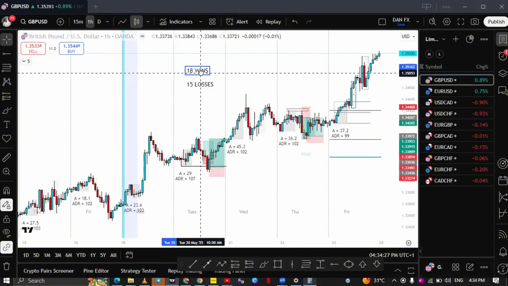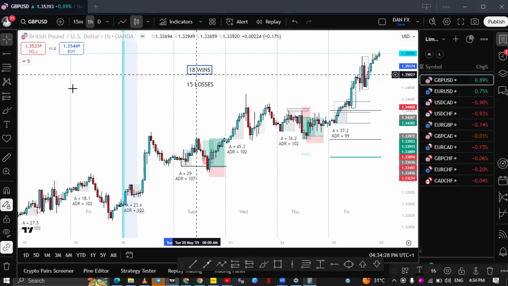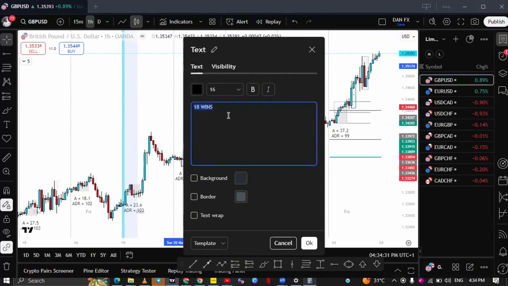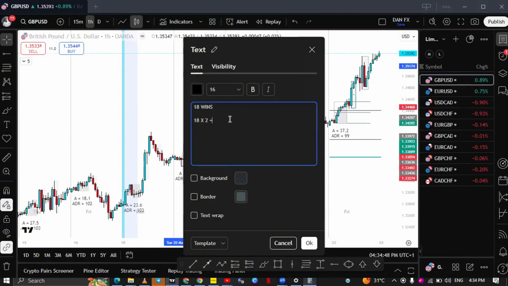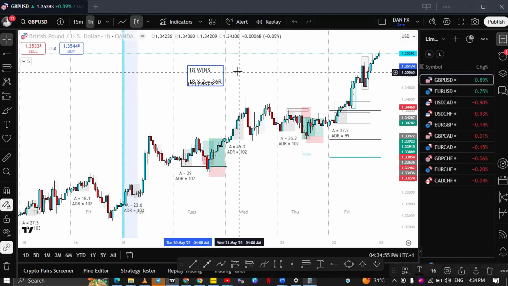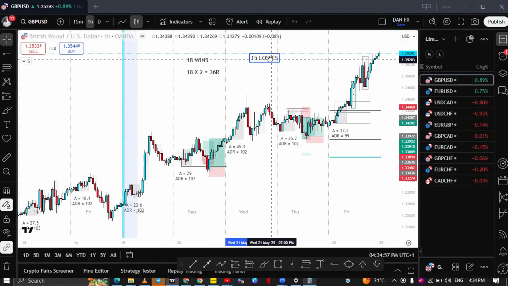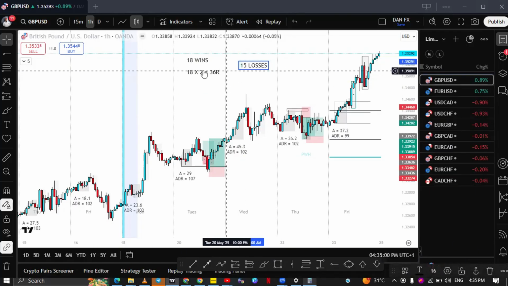Now, mind you, each win is 1 to 2 risk reward. So that's going to be 18 times 2, right? Because each win is times 2 because of the risk to reward. Let's calculate it. 18 times 2, that is 36. 36R. So we have 36R and then 15.